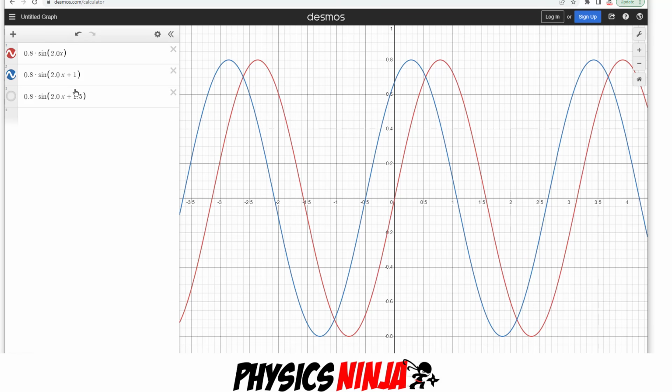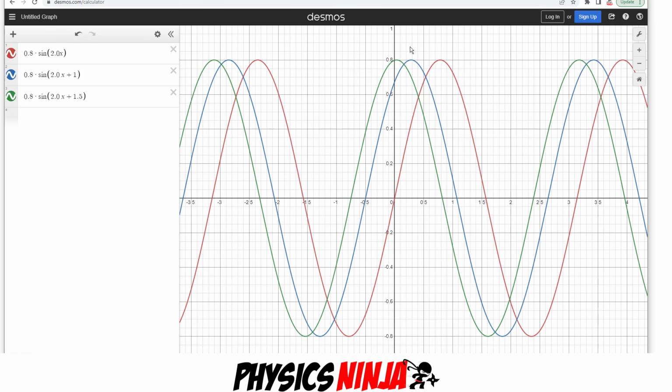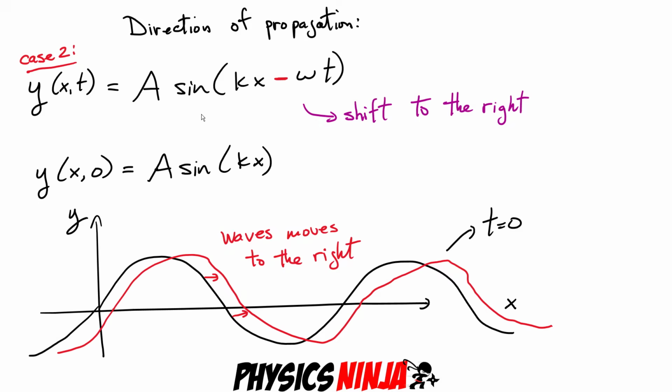This would be the omega t, right? So it's kind of like making time bigger. Look, I'll make the next curve in green. Shift it a little bit more now, 1.5 from the red one. You could see it moved a little bit further to the left. So again, if you have a positive sign, that means that this wave here would propagate to the left in this case.